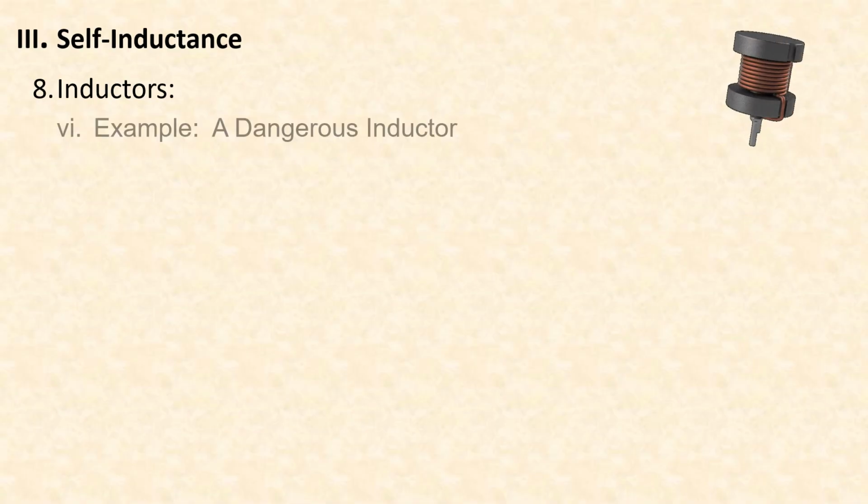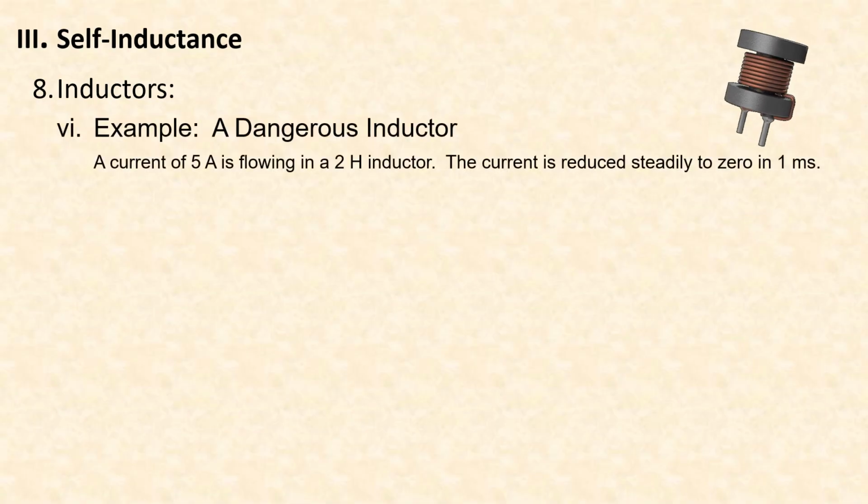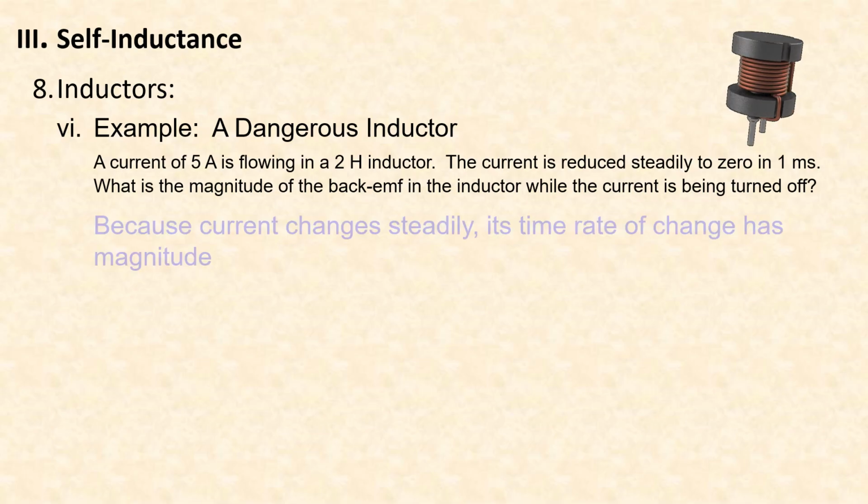So let's continue this conversation about how inductors can be potentially dangerous by taking a look at a quantitative example. In this example, we're told that a current of 5 amps is flowing in a 2 Henry inductor, in other words, an inductor with a self-inductance of 2 Henries. The current is reduced steadily to 0 in a time of 1 millisecond. What is the magnitude of the back EMF in the inductor while the current is being turned off?